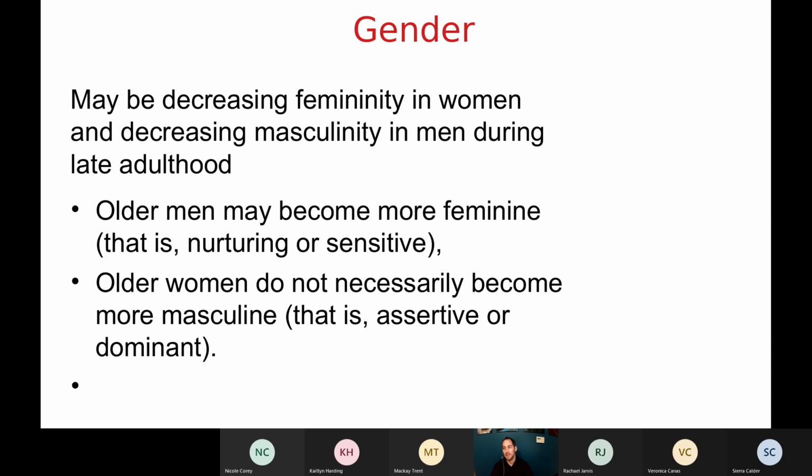Probably a more accurate way to talk about this finding today would be that the people who identified as men in the study, between the time that we compare middle and late adults, seem to be ranking higher on the traits of being nurturing and sensitive, versus women, who do not necessarily have any change in their nurturing or sensitivity scores or their assertiveness or dominance scores. So that's probably a better way to describe that finding now, but I definitely wanted to point it out because it's still in your book in this way.